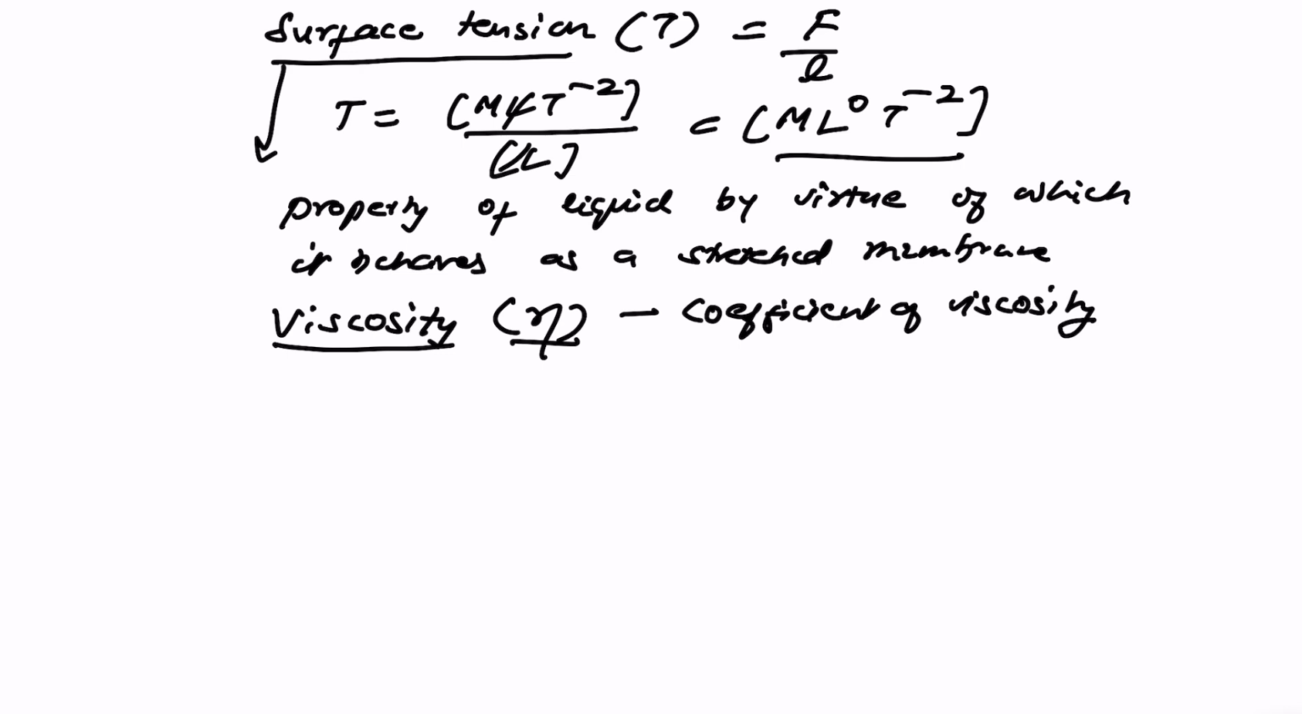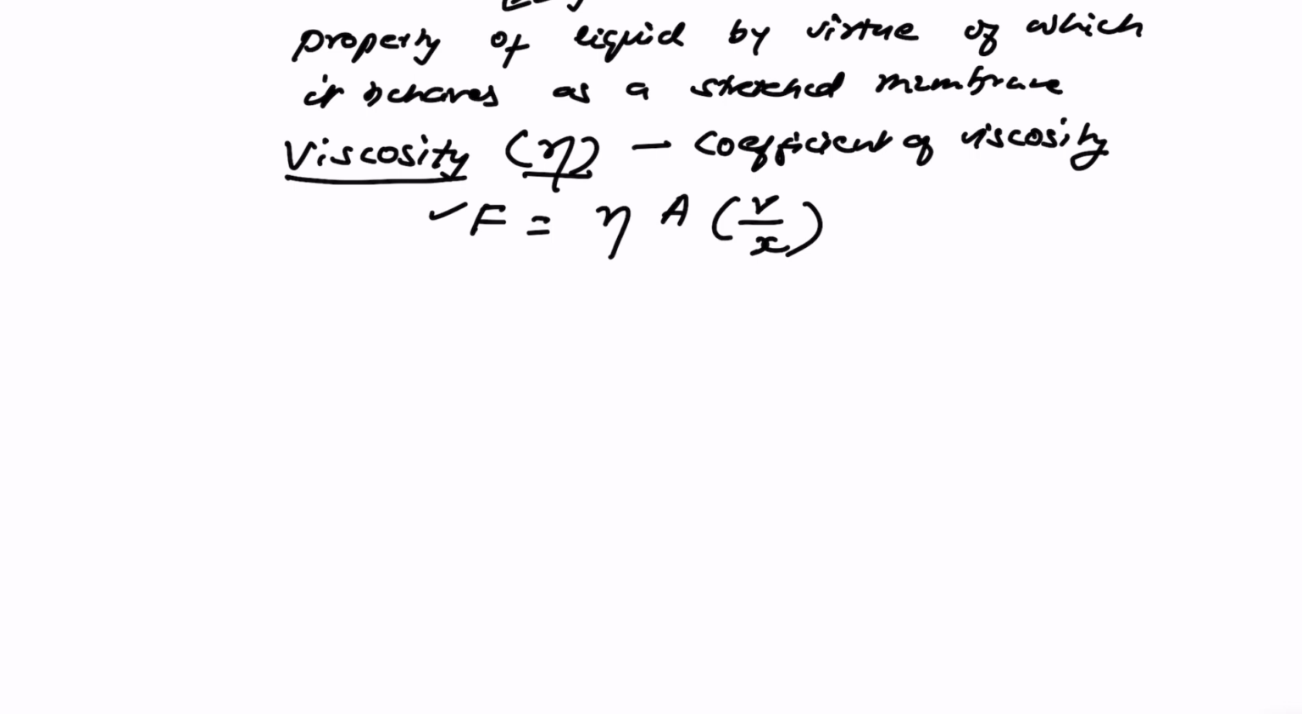So just as in solids there is friction, in the same way in liquids there is viscous force. The formula for viscous force is given by F = neta A V by x. F is the force, neta is the coefficient of viscosity, A is the area, V is the velocity, and x is the distance. Now I am interested in the dimension of neta.